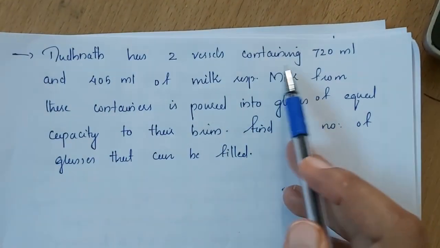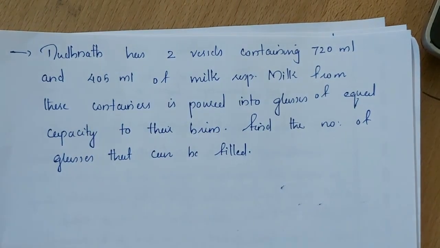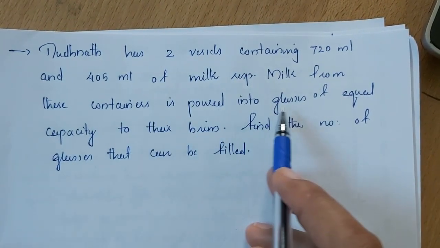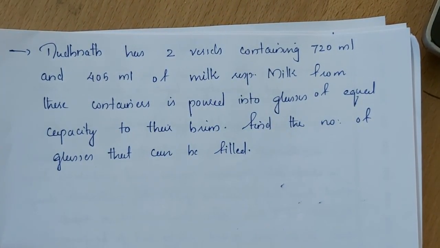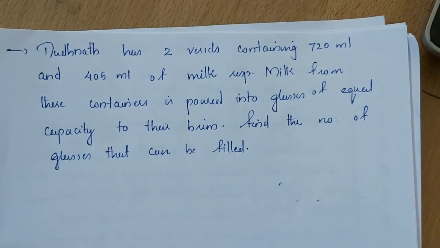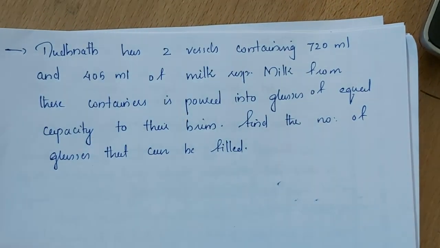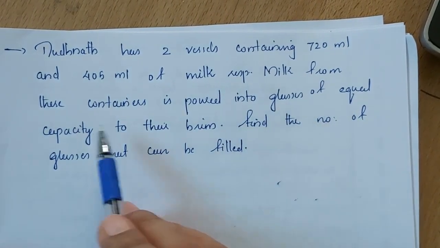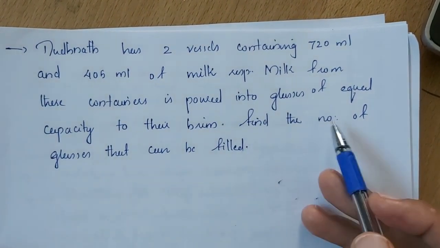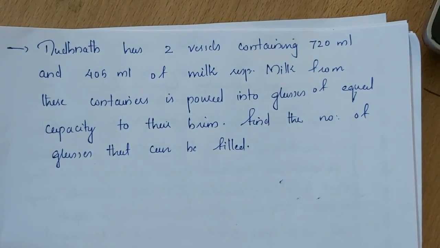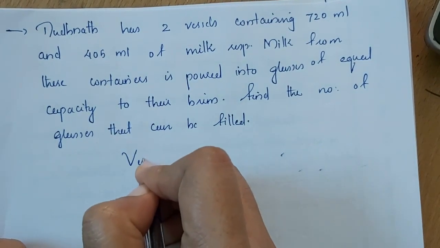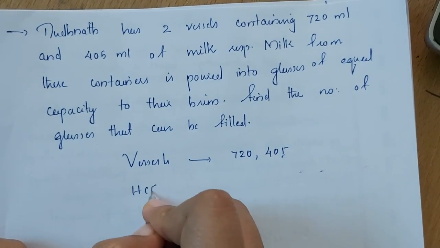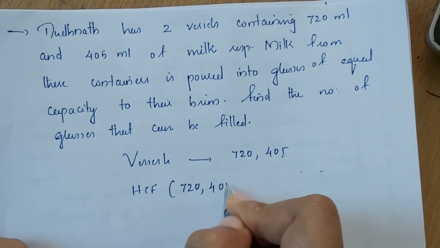Dudnath has two vessels containing 720 ml and 405 ml of milk respectively. Milk from these containers is poured into glasses of equal capacity to their brim. Find the number of glasses that can be filled. The vessels are measuring 720 and 405. We have to find the HCF of 720 and 405.